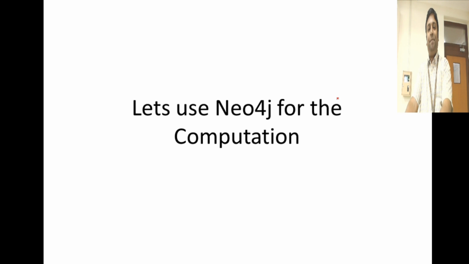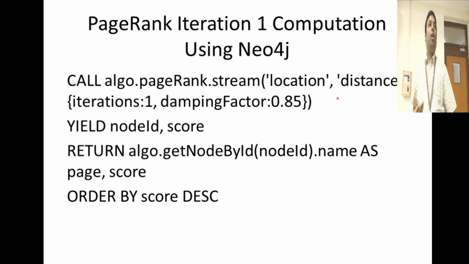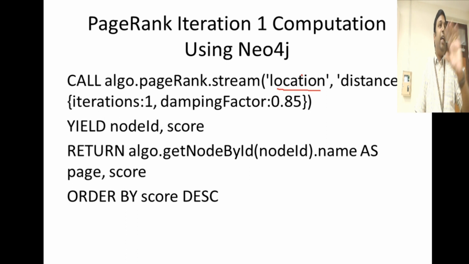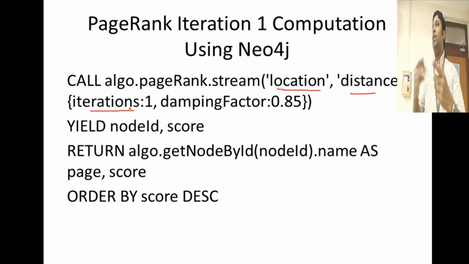So why suffer like this? We'll use Neo4j for our computation and verify whether the page ranks are correct. How can you use Neo4j for this computation? We have to call this algorithm from the algorithm library, that is call algo.pagerank.stream. Location is the label for all the nodes I'm going to use in my computation. Distance is the relationship that's connecting my nodes. And iterations: when I give iteration 1, it runs once and gives you the value. If I give iteration 2, it will run twice and give you the value. Damping factor is 0.85, that we have to assume.